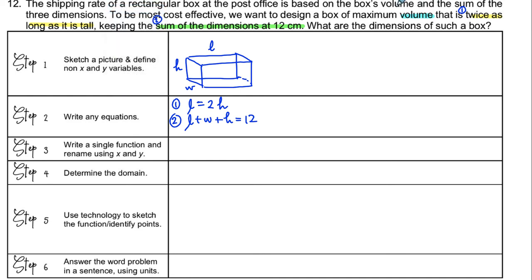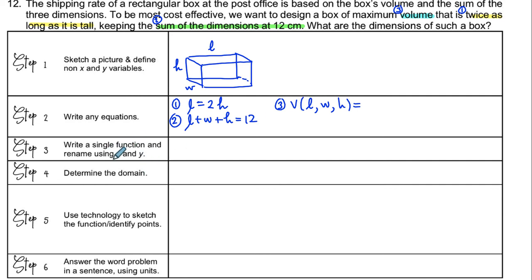So I think we've got all the other conditions. Such a box means that it is twice as long as it is tall, and that the dimensions add up to 12 centimeters. So the third equation is a volume equation, and volume depends on length, width, and height. So volume is a function of 3 input quantities. And so now we can actually see that we've got 4 variables, and 3 of them are inputs, and 1 of them is an output.